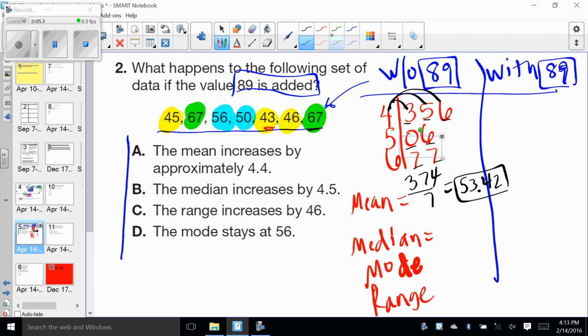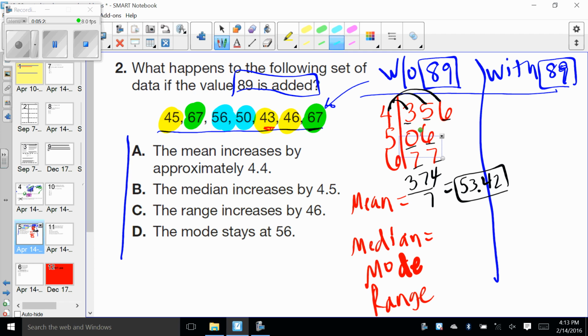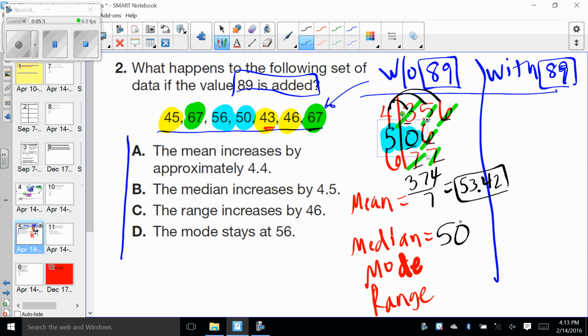The median is the number in the middle when the data set is ordered from least to greatest. So we're going to cross them out from least to greatest. Least, greatest, least, greatest, least, greatest. It looks like our median is 50 without the 89. And our mode is the number that occurs the most often. It looks like the number that occurs the most often in our data set is 67. It occurs twice. So our mode is 67.